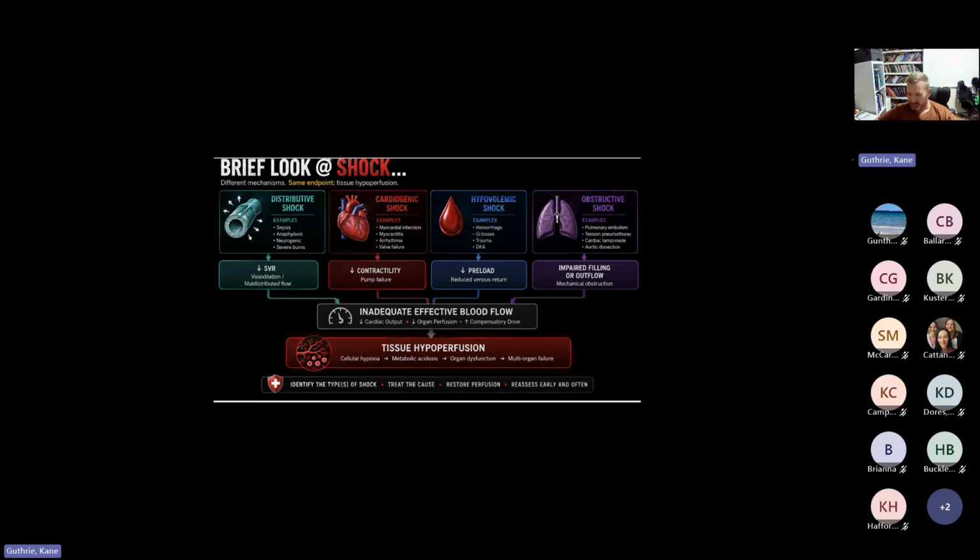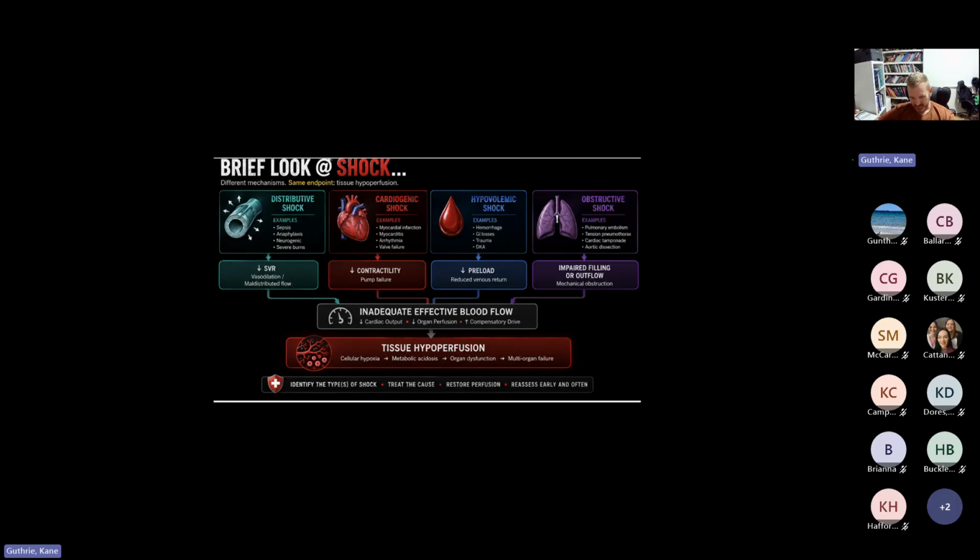Obstructive shocks, these present classically quite suddenly and quite unwell. If we don't do something quickly with the obstructive type shock patients, they get sicker quickly and they go down this spiral. They get this impaired filling and outflow tract obstruction, where the heart's not able to pump out against that obstruction that's there. So PEs, tension pneumothorax, cardiac tamponade, the big ones. Aortic dissection is a bit of a mix of obstructive with cardiogenic type shock, and if it ruptures, it can be hypovolemic shock as well.